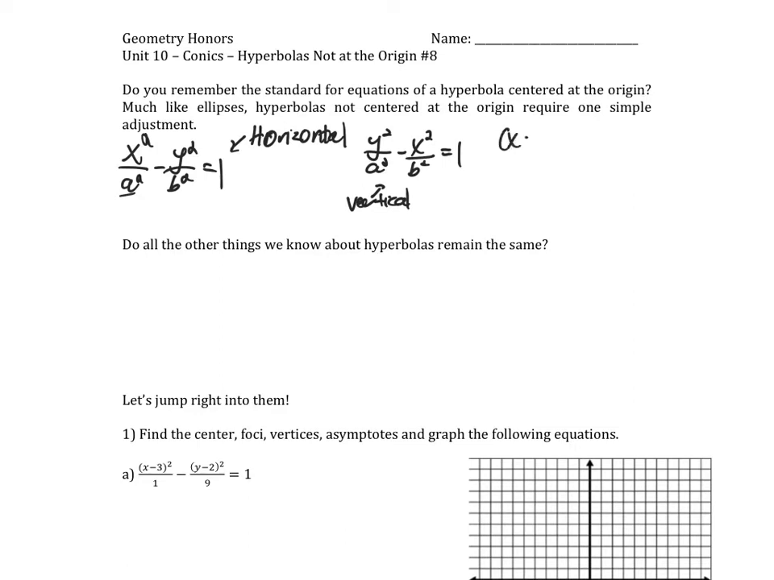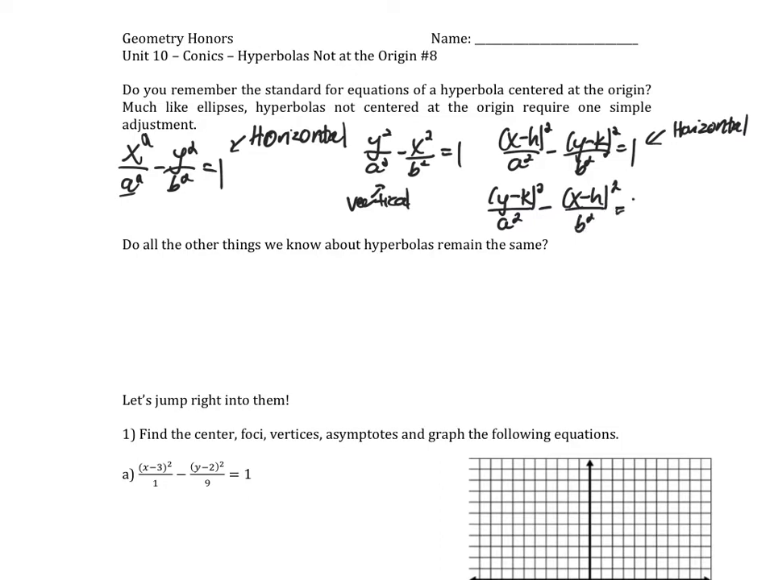So x minus h squared over a squared minus y minus k squared over b squared equals 1. That's your horizontal. And then for your vertical, as you might guess, it's just the y coming first. So y minus k squared over a squared minus x minus h squared over b squared equals 1. Again, I repeat, the a squared always comes first. So that's one of the differences between ellipses and hyperbolas. We also have that minus sign in between them.